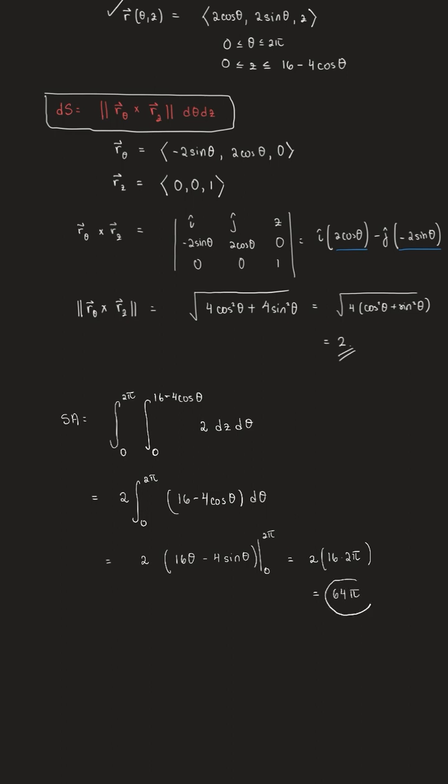So this is in some units squared. We have found the surface area of the cylinder bounded by the xy plane and the slanted plane, 16 minus 4 cosine theta.